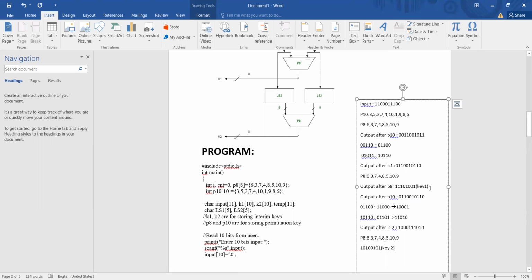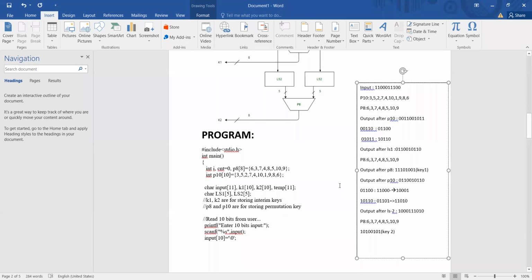Up to this point it is the generation of key 1, and from here it is the generation of key 2. There is no difference in both processes, except that after LS1 the output is obtained by doing the left shift only once, whereas LS2 is the output obtained after doing the left shift twice on both the left and right parts.